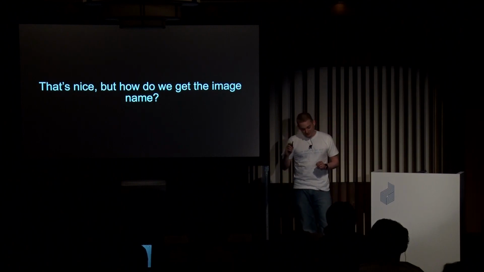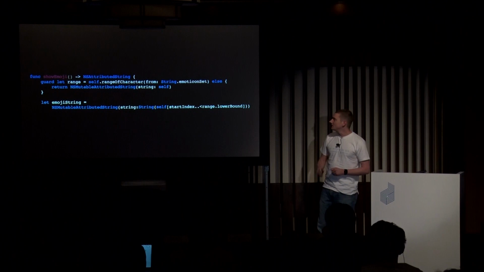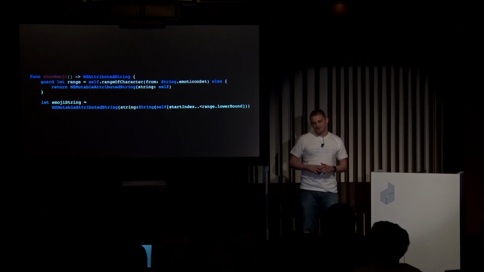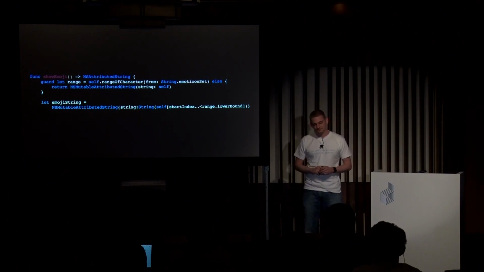So, the first thing we want to do is start out with our string, because that's what we are given. So, we're going to make a category on string, and we're going to make a function in there. I guess it's an extension in Swift, sorry. Category would be Objective-C. So we're going to make an extension with a function called showEmoji, and that's just going to return an NSAttributedString for us.